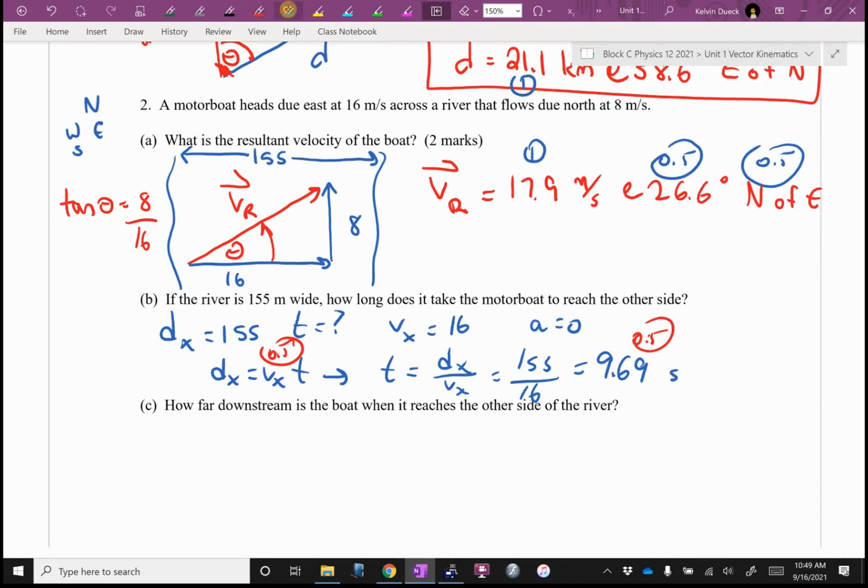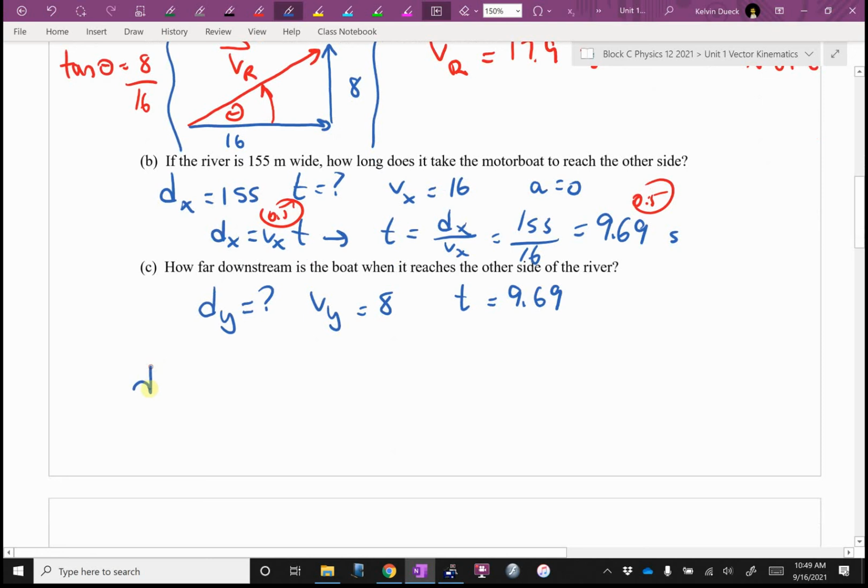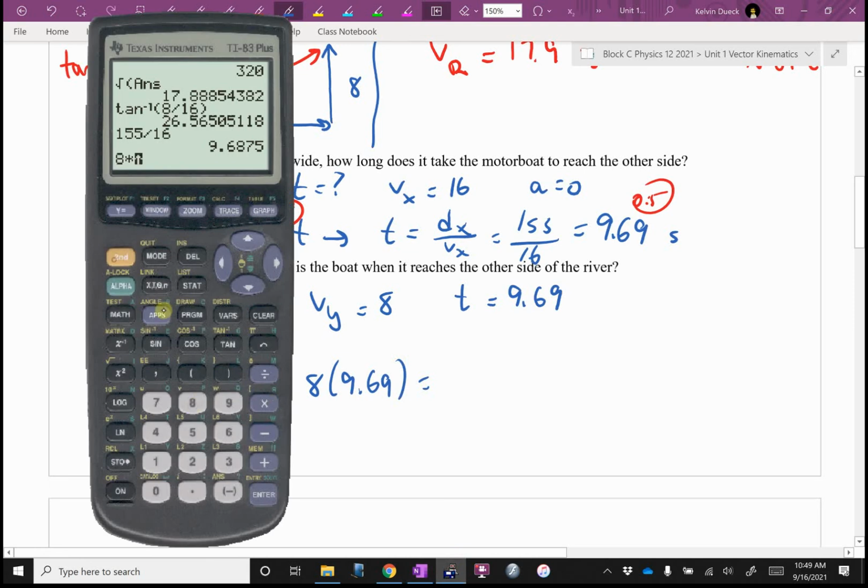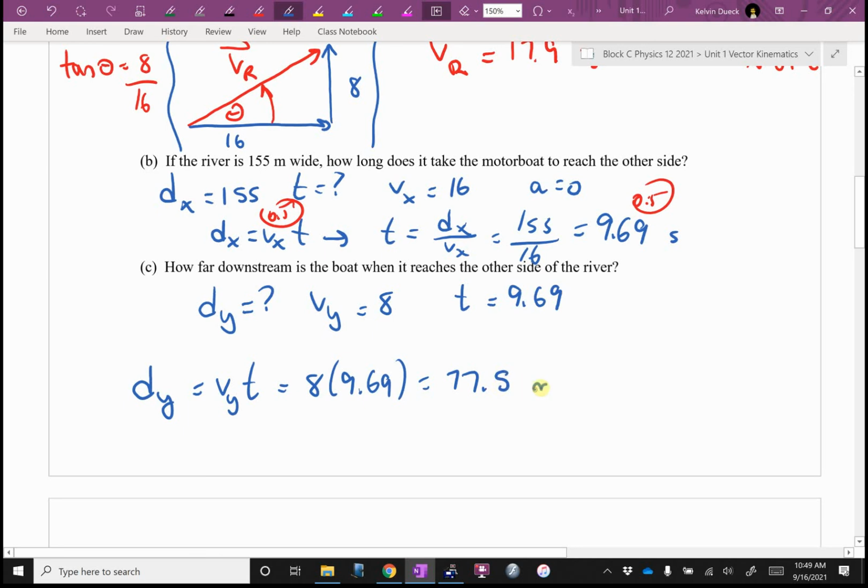How far downstream? Now I think they're wanting me to find a dy, which means I'm going to use a vy, 8, and the time of 9.69. Actually, I'm going to use my answer button. So it's going to be dy equals vy times t. It's going to be 8 times 9.69. 8 times answer button, and I get 77.5 even. If you didn't use your answer button, you'll be close. 1 mark.